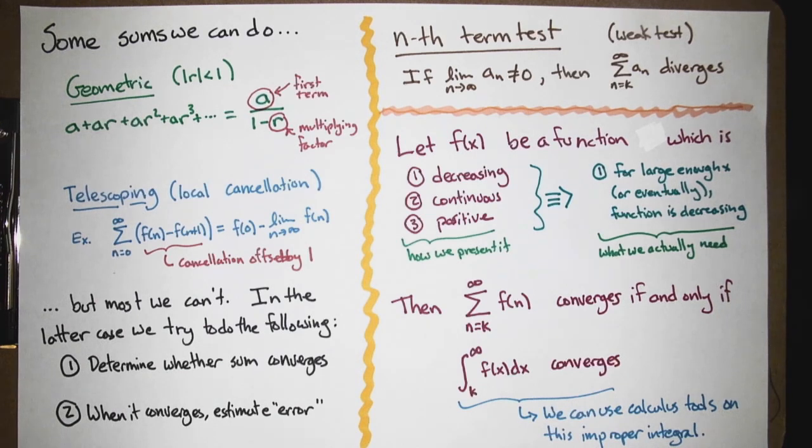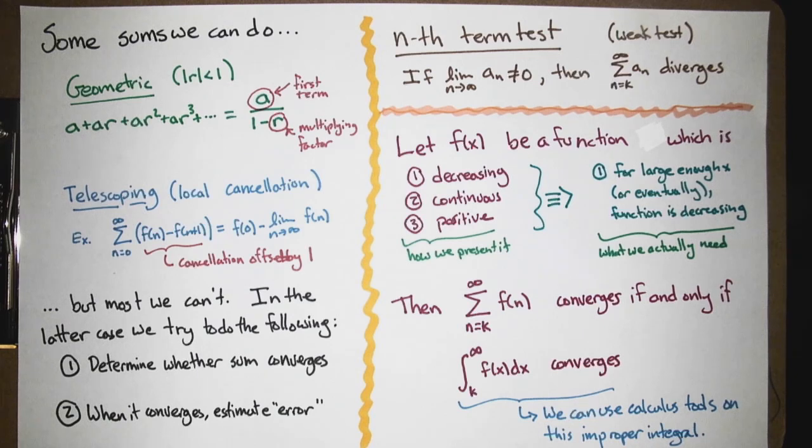There's telescoping, where we get local cancellation, and that's the kind of thing that we saw in our warm-up problem. And that's almost it. Until we get to about a day or so before the exam, that's it. So most sums we can't get the explicit values for, at least not with the tools we have. So I say, okay, what do we want? We have one primary goal and a secondary goal. The primary goal, the number one goal, is: does this sum converge?